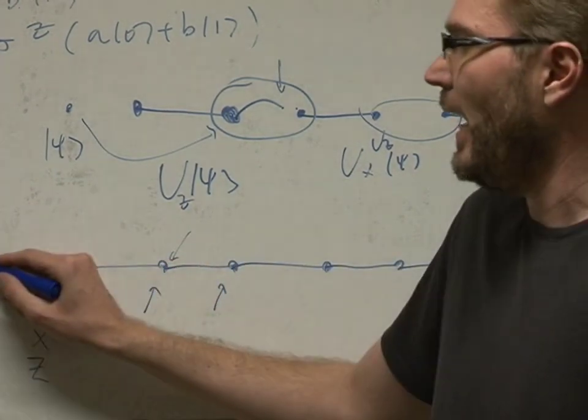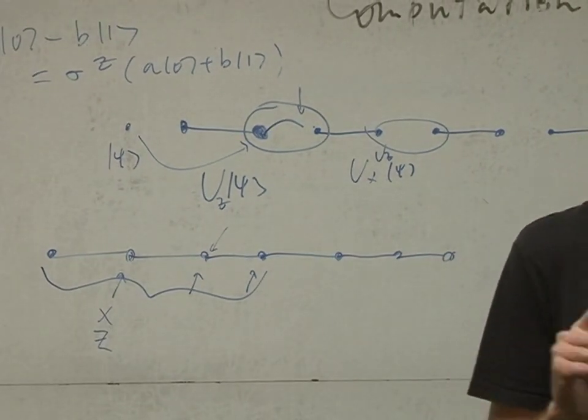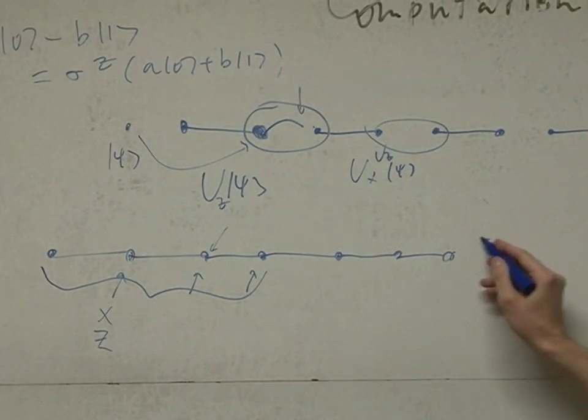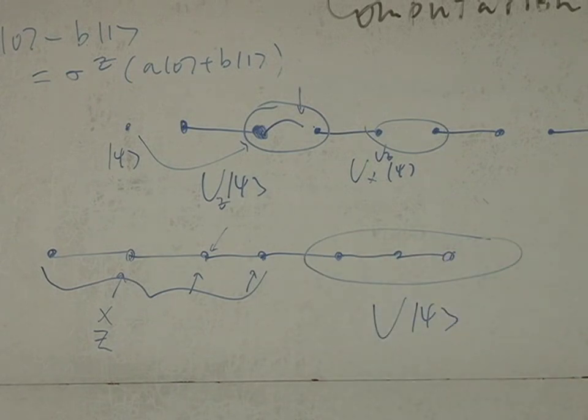So the idea is, I start with something like n qubits. I sacrifice half of these qubits to do measurements. But then the remaining half of the qubits just implement whatever unitary transformation you want to do. And this is very interesting.